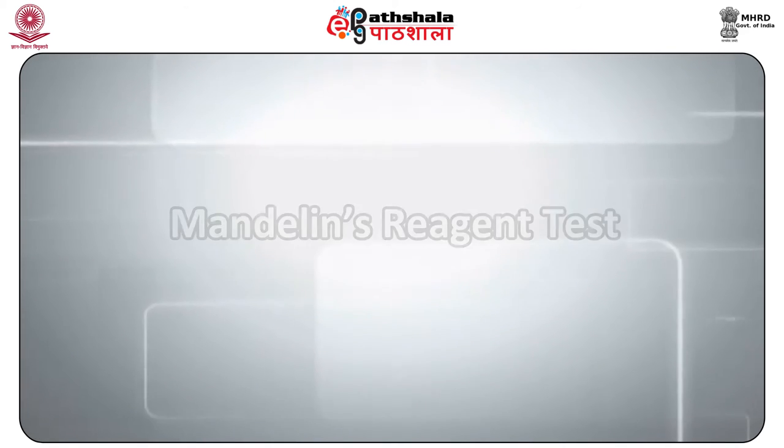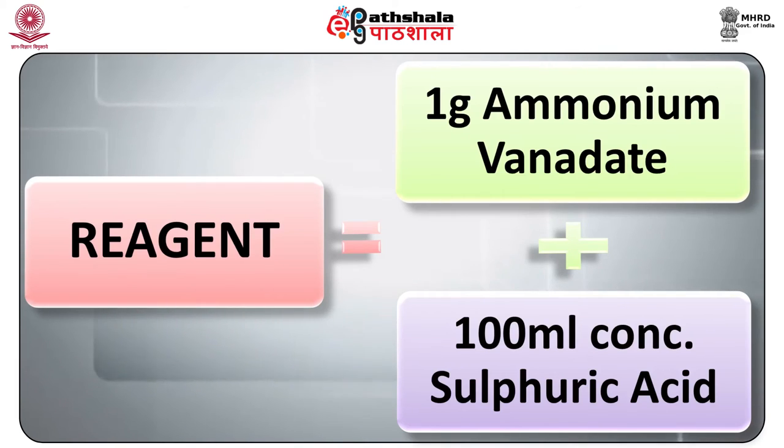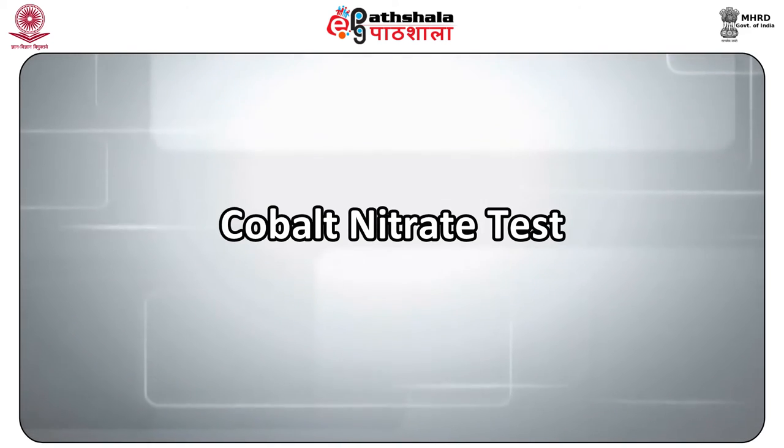Mandelin's reagent test. Preparation of reagent. 1 gram ammonium vanadate is dissolved in 100 ml concentrated sulfuric acid. Procedure: an appropriate amount of aqueous solution is taken and a few drops of Mandelin's reagent are added. Result: appearance of green color that darkens rapidly indicates a positive test for the presence of amphetamines. On stirring, the color passes through several shades to emerald green and dark reddish brown, which changes to light red brown on heating.